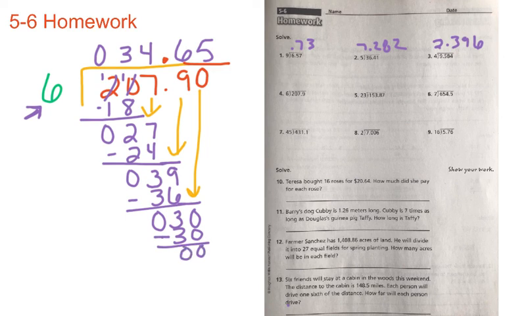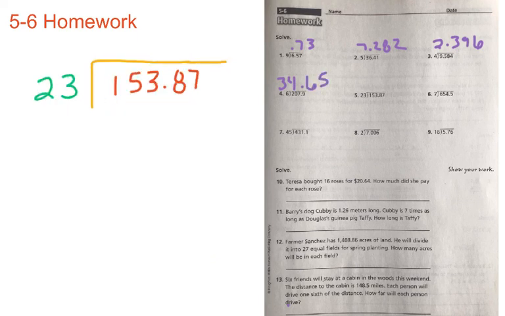So my answer for number 4 is 34 65 hundredths, or 34.65. Okay, we're going to work through number 5 together. We'll do one more here. This one reads 153.87, or 153 87 hundredths divided by 23. First thing I do every time, put my decimal on the line.